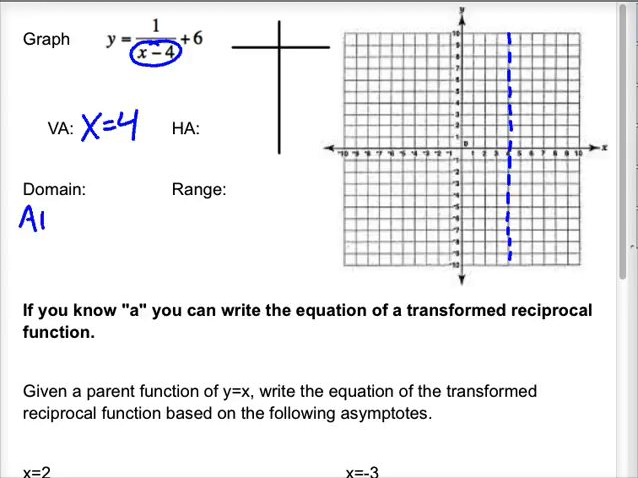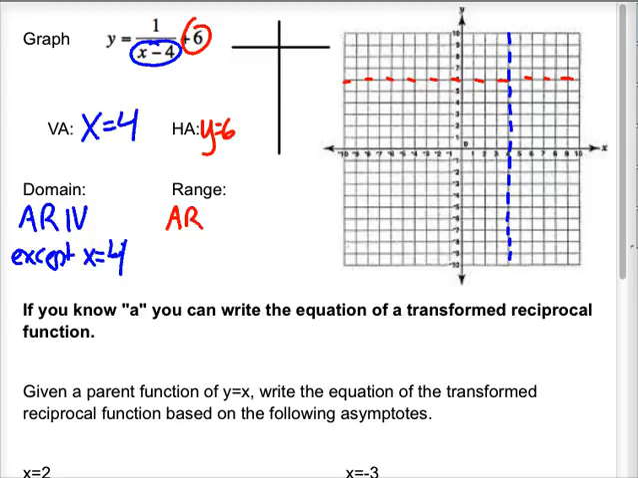And then my domain, again, is all real numbers, except I can't use that 4. All right, then this plus 6 is giving me my horizontal asymptote. My horizontal asymptote is being shifted up. My whole graph is being shifted 6 units up. And again, for my range, what that means is I'm getting all real numbers, except I can't use that value.